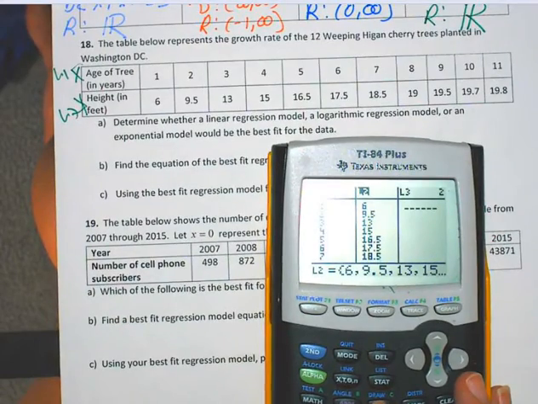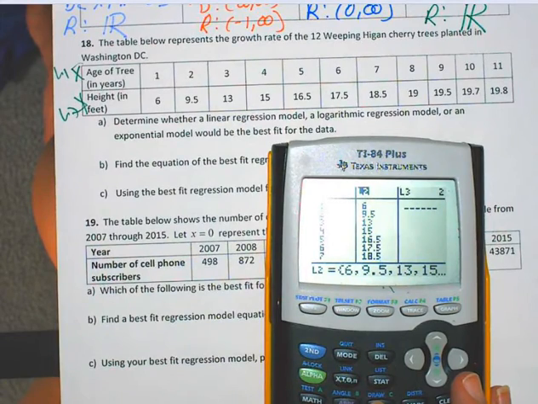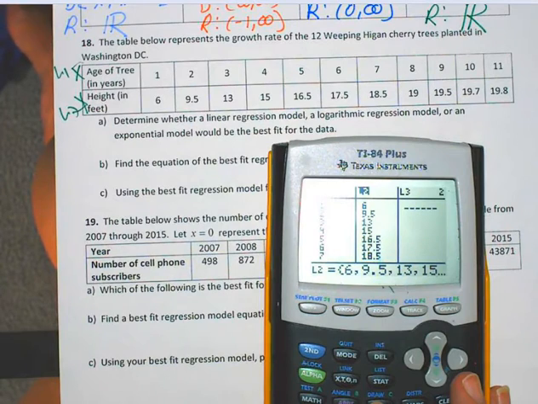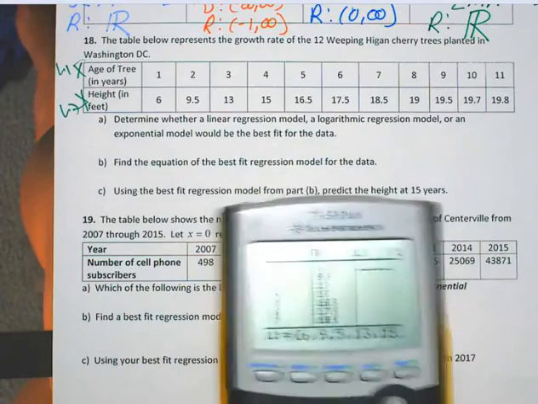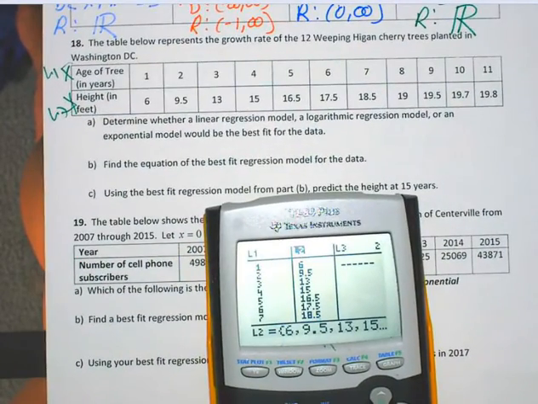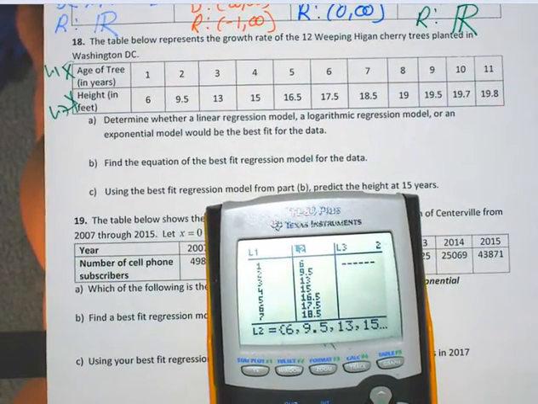All right, so the question says the table below represents the growth rate of 12 weeping Higan cherry trees planted in Washington, D.C. This is very relevant because it's almost cherry blossom time. And then it gives us the age of the tree in years and the height in feet. Determine whether this is linear regression, logarithmic regression, or exponential.